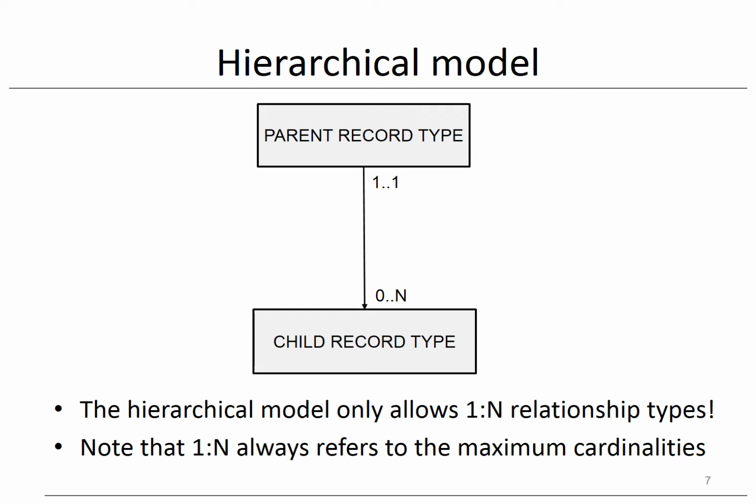No other cardinalities are supported in the hierarchical model, which makes it very restrictive in terms of expressive power. Note that the relationship type is always summarized in terms of its maximum cardinalities. In our case, we can say that the hierarchical model only supports 1 to n relationship types.